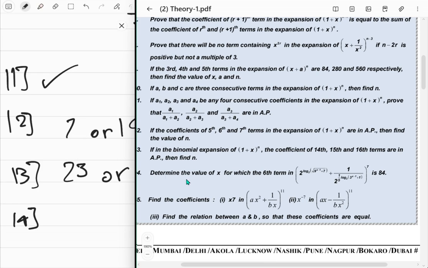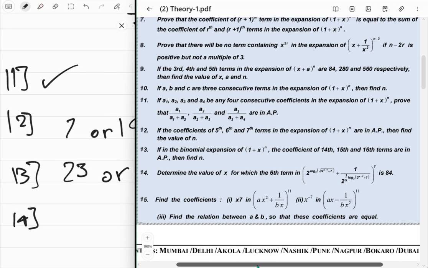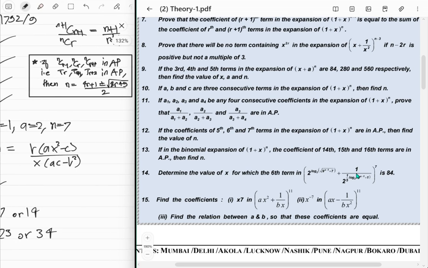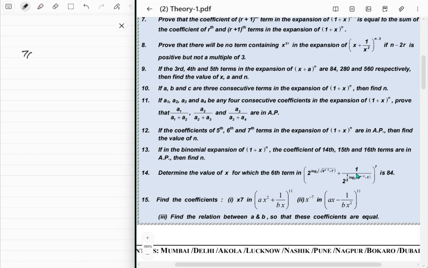Okay, determine the value of x for which the sixth term in this expansion is 7. So basically like 7c6 and whatever this thing is. Let's just do it. We got 7c6, this is 7c1, right? 2 power log base 2, just put that in. Fine. Just simplify this first of all.